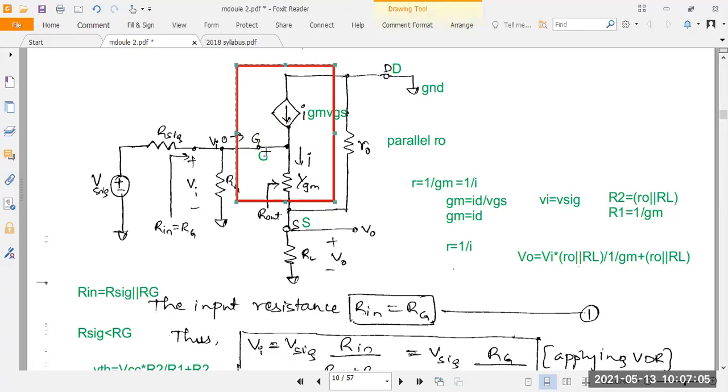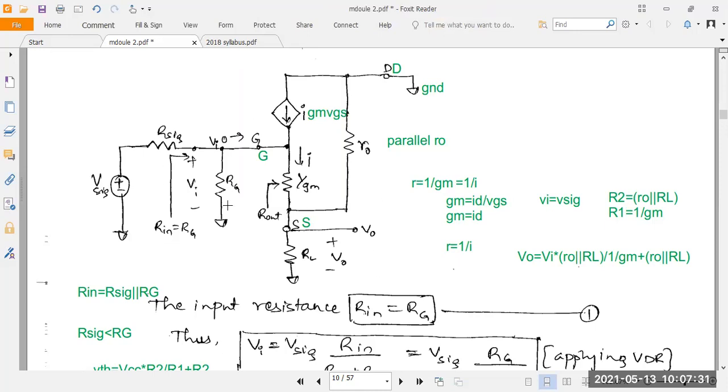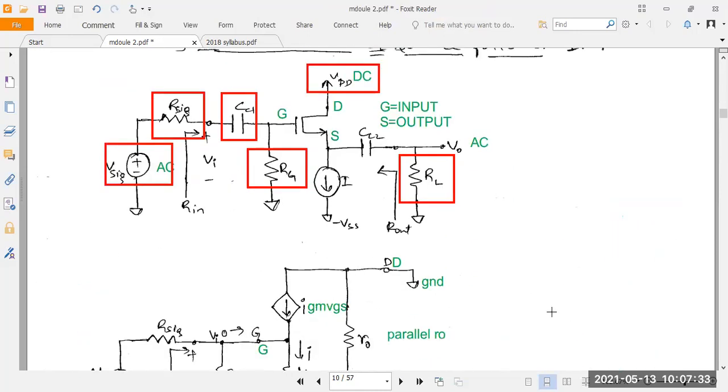You take three terminals: gate, drain, then source. You have to write the internal MOSFET elements, which means inside the MOSFET you have to write the elements. Gate to source is one resistance, that is 1 by Gm, and gate to drain is one current source, that is ID. What is ID here? Gm into VGS. Understood?